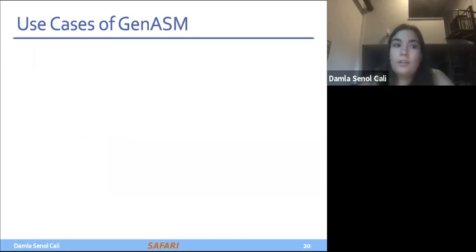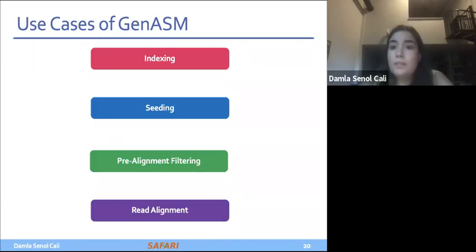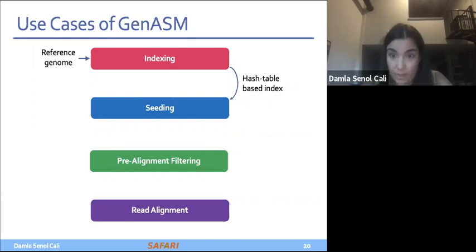So in order to understand what the use cases of GenASM are, we need to look at the read mapping pipeline. Read mapping can be seen as a four-step process, which is also called seed and extend. First, a typical read mapper starts with indexing the reference genome. And this index contains all possible fixed-length substrings as the keys and the exact match locations of these substrings in the reference genome as values.